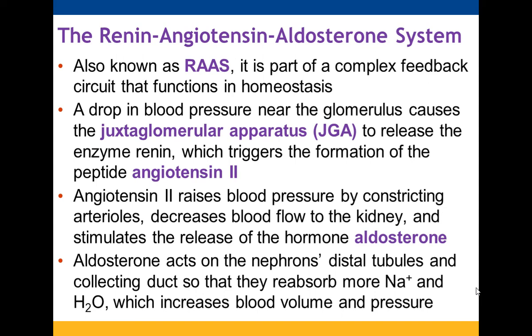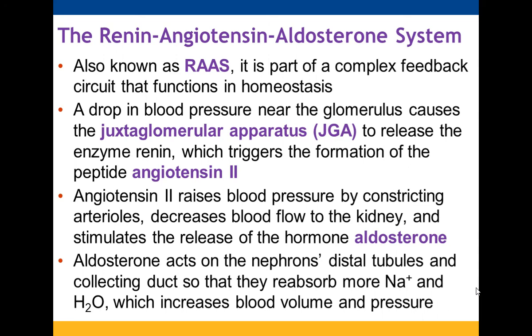RAS, renin, angiotensin, aldosterone. This also plays a role in homeostasis. The one we just talked about with ADH is only dealing with the osmolarity of your blood. The glomerulus has a way to recognize blood pressure changes. And when there is a drop, it will allow the juxtaglomerular apparatus, JGA, to release renin. And renin will lead to the formation of angiotensin 2. Angiotensin 2 actually causes a physical change in your arterioles. It constricts them. So it causes the blood pressure to go up. And as the blood pressure goes up, the blood flow to the kidney is reduced.